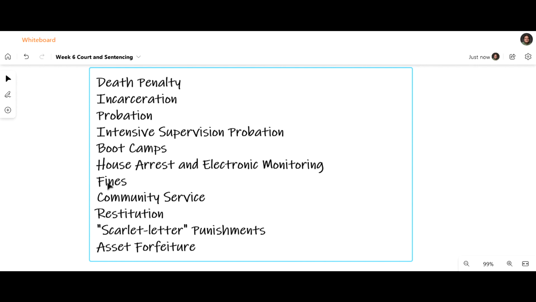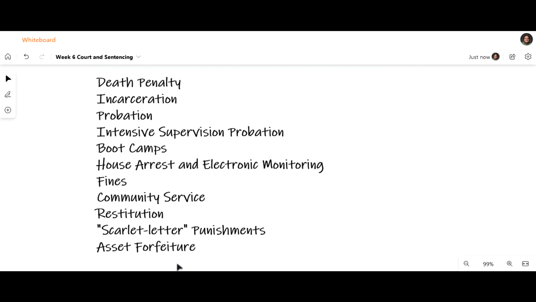Community service is pretty straightforward. This is the clean up trash on the highway kind of thing. Restitution is similar to fines, except you're paying money to the victims rather than to the state. There's some different implications with that. I want to talk about asset forfeiture first. That's where the government seizes property and assets that were used in the criminal enterprise. They can be used as evidence, as well as, you don't get it back when you're done.